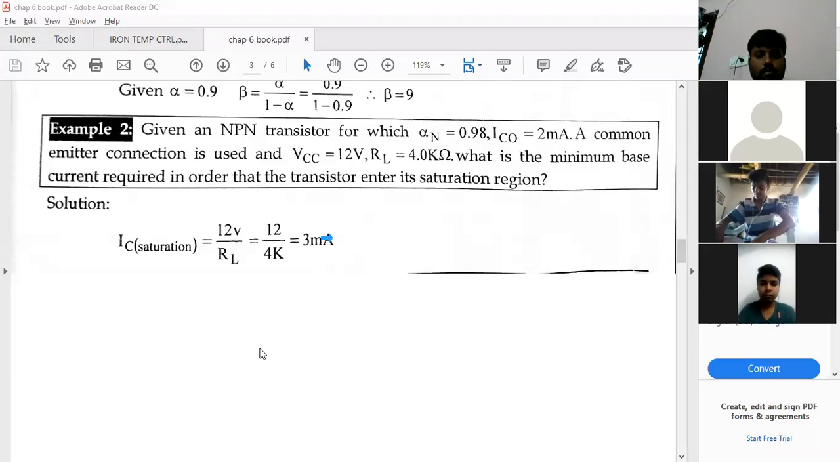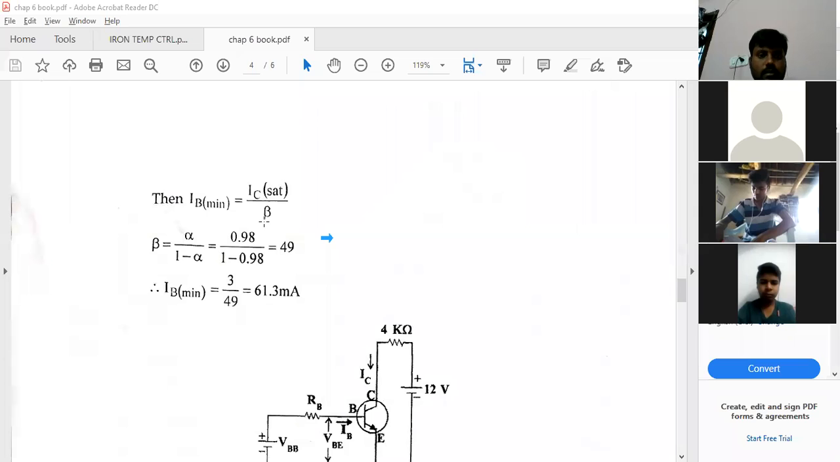Now let us go to the next step, IB. IC equals beta times IB, we know the equation. I know IC and I don't know beta, but I know alpha. I want to know IB, actually the question is IB. So here I am calculating beta by using the value of alpha. Alpha value is 0.98, so 0.98 by 1 minus 0.98. The answer is 49.